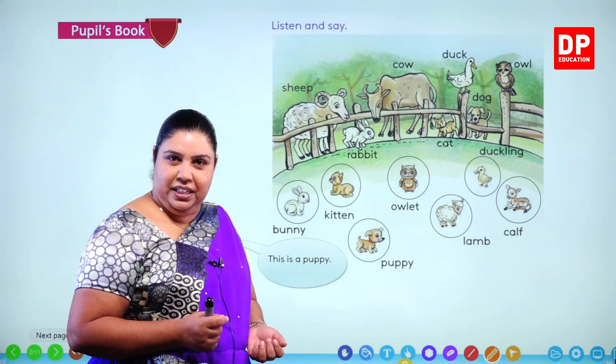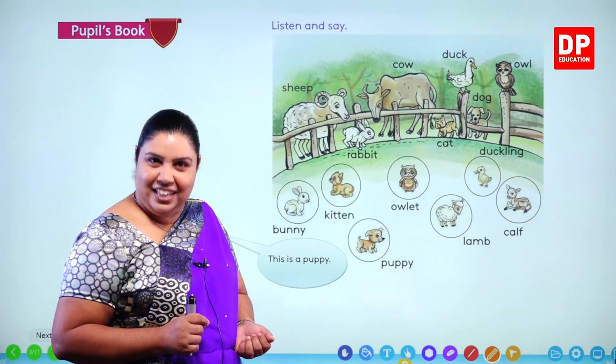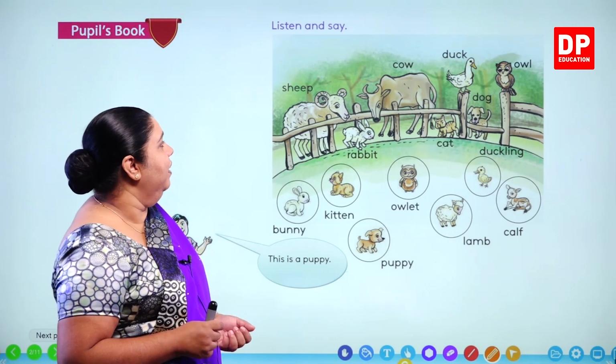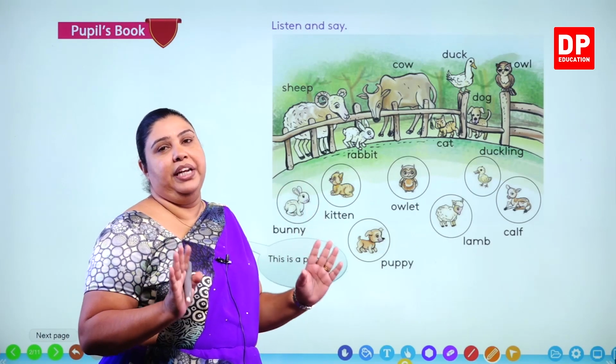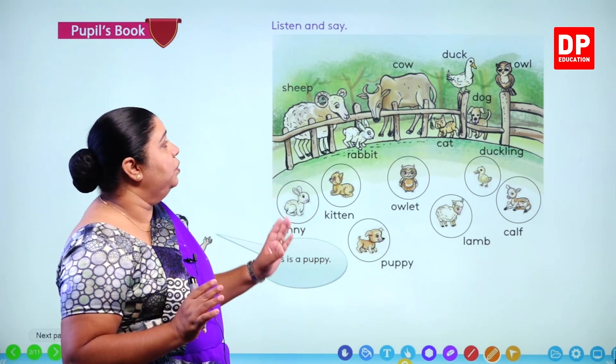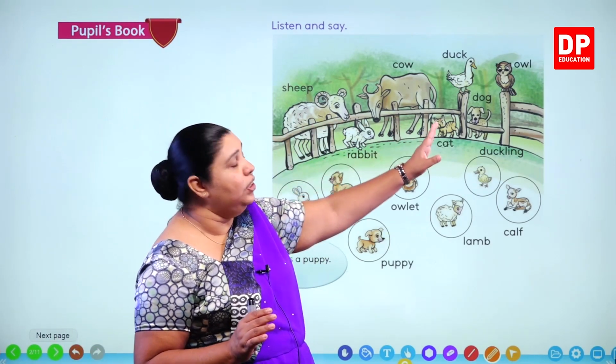Who is a puppy? We are going to talk about that in our lesson today. Okay? Right. Now, before we do anything else, I want you to take a look at the pictures on top.